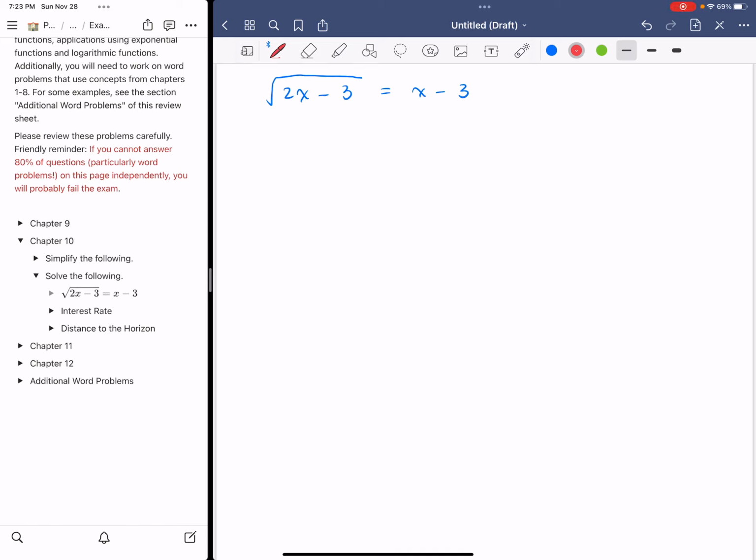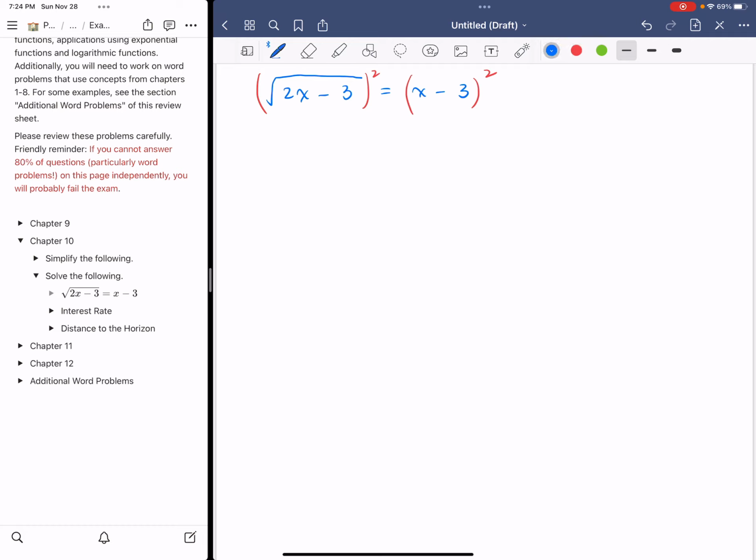To solve any radical equations, make sure that you first isolate the radical part. In this case, it is the square root part. So this is the radical part in this equation, which is already isolated on the left-hand side. Once it's isolated, you square both sides. So I'm going to square the left side and the right side. Make sure you add grouping symbols on each side.